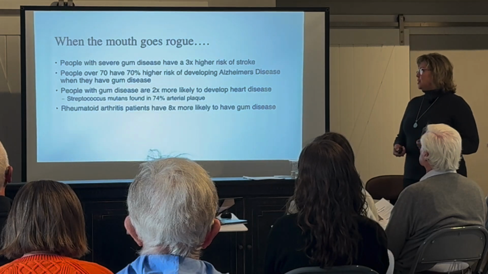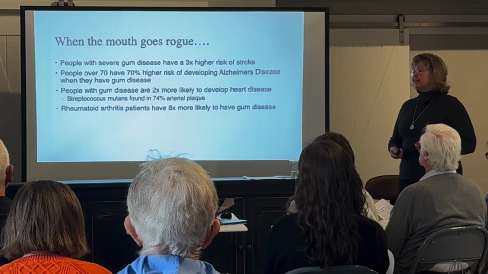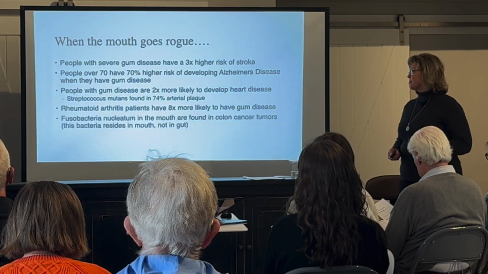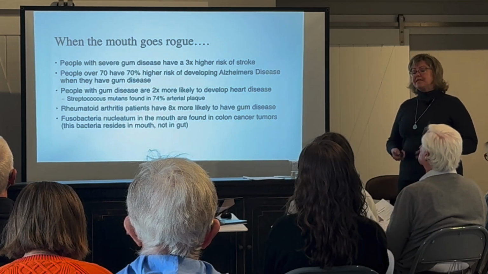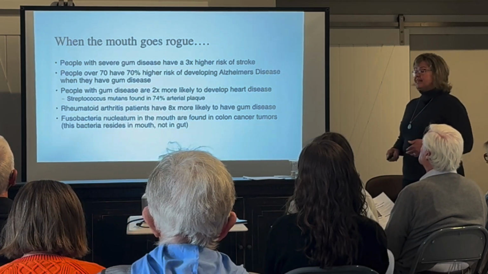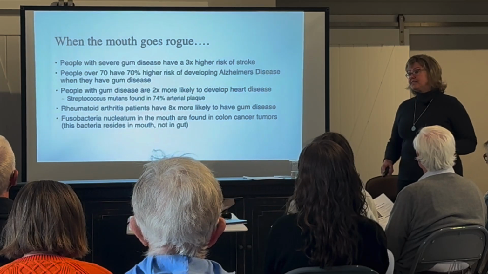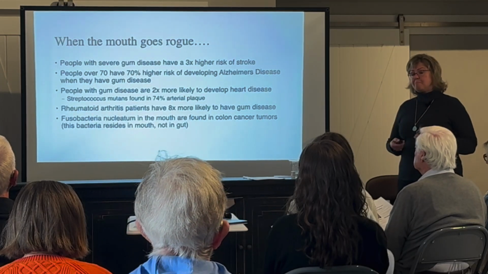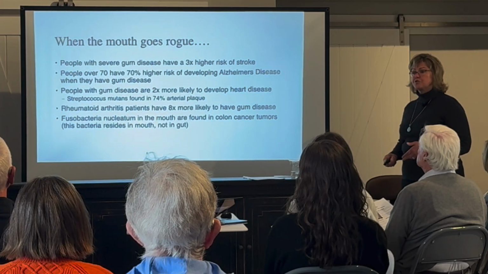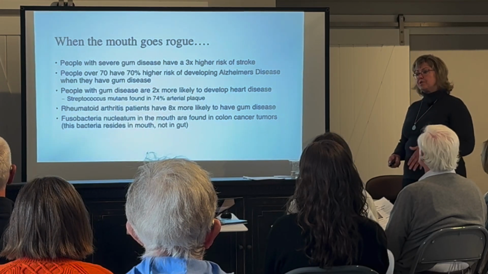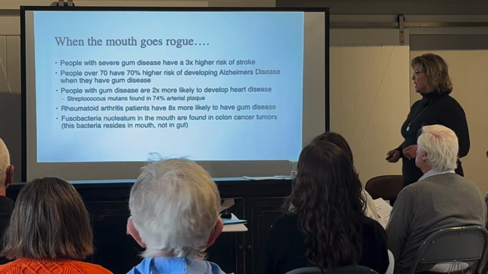Rheumatoid arthritis patients have 8 times more likely risk to have gum disease. Fusobacterium nucleatum is one of the most recent ones that they've discovered. They used to think that it's in the gut, and actually it resides in the mouth. However, they have found it in colon cancer tumors.